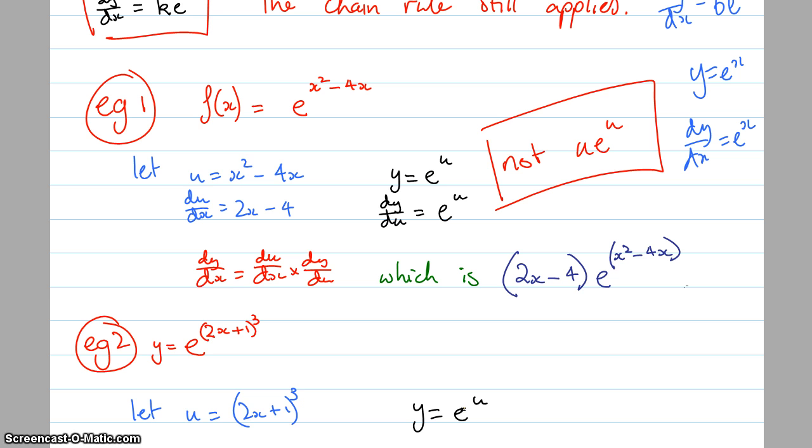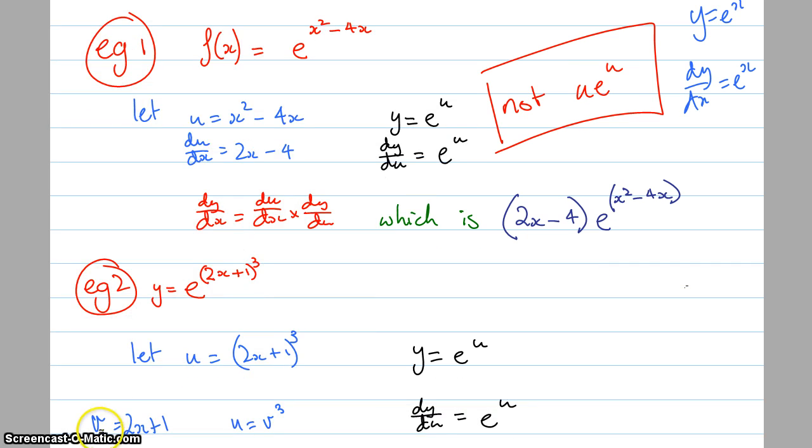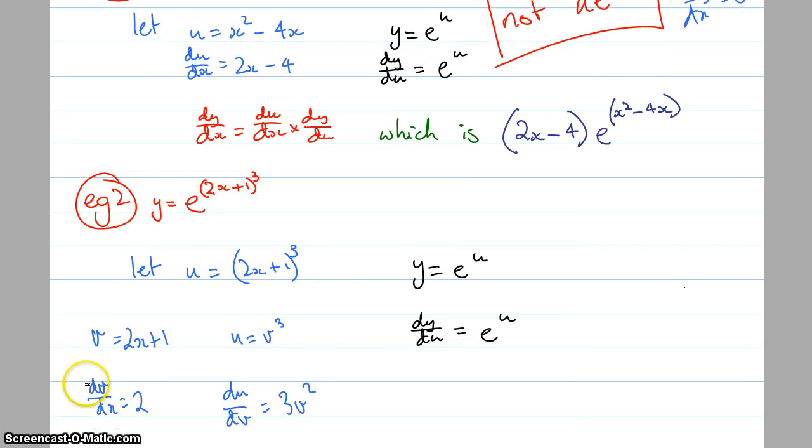Now, inside this one, I'm actually going to have another chain rule, because even though this is a chain rule here, have a look at this one. I've got 2x plus 1 all to the power of 3. I'm going to need to use the chain rule again, unless you want to expand it out and do it that way. So I'm going to say that v equals 2x plus 1, and so u equals v cubed. Then dv dx is going to be 2, and du dv is 3v squared. I know it seems complicated, but it's just using the chain rule inside the other chain rule. So it's like a double chain rule, if you like.